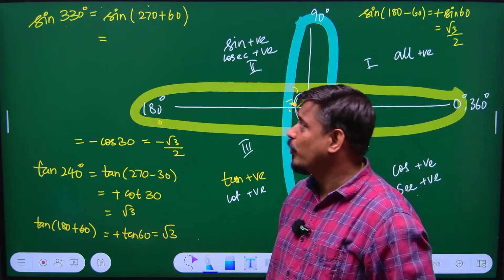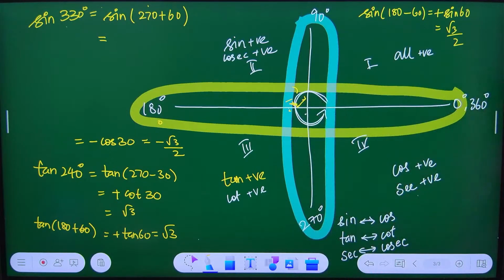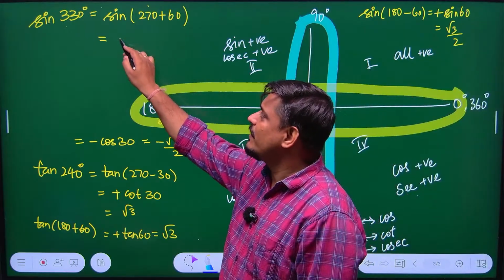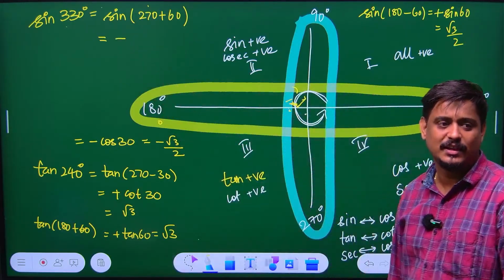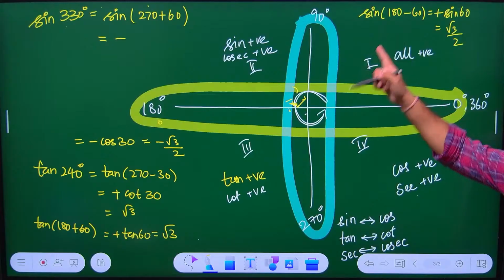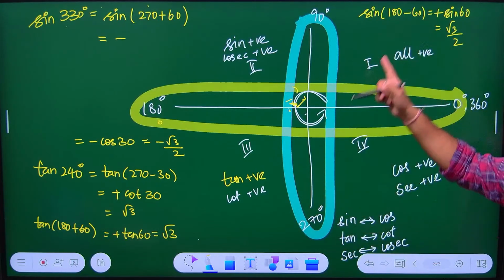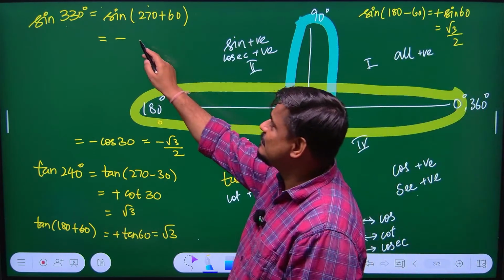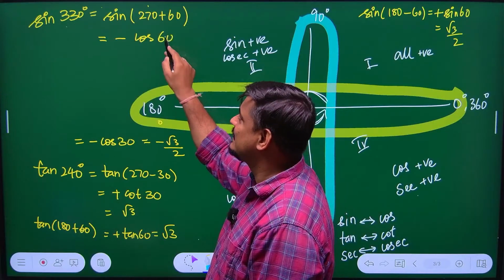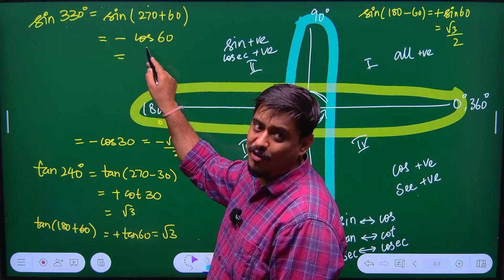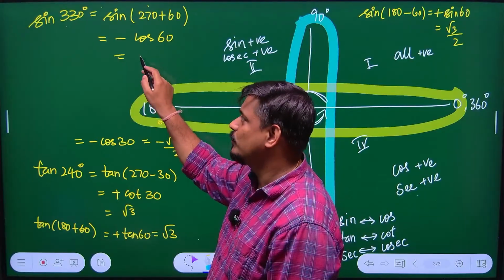In the fourth quadrant, sine is positive or negative? Negative. Very good. Now, whether sine will remain sine or sine will become cos? Because it is a 270 line, it's a powerful line, so it will make minus cos 60, and cos 60 is 1 by 2. So, minus.